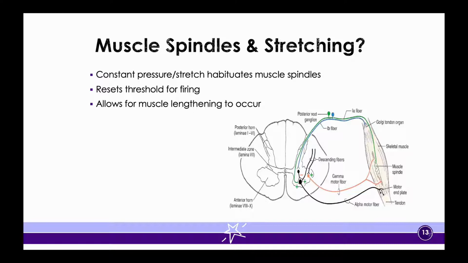All right, so what's happening with our muscle spindle fibers when we are stretching? You might be asking yourself, if we're trying to stretch it out, are we defeating the purpose because we're activating those muscle spindle fibers? It's a great question. In fact, with a constant stretch, it habituates or desensitizes the muscle spindle fibers. So the more that we're stretching and holding it under constant pressure, it will desensitize those muscle spindle fibers and decrease the firing that's happening. It basically resets the threshold for firing and it allows for that muscle lengthening to actually occur.